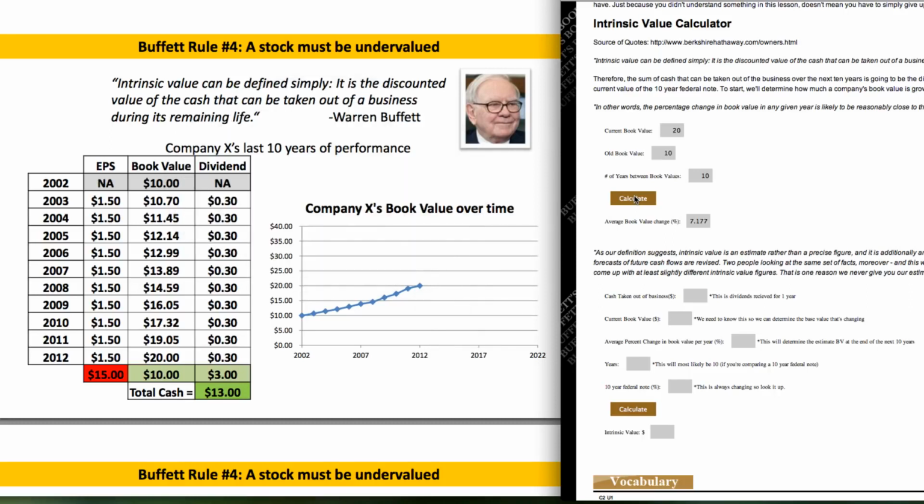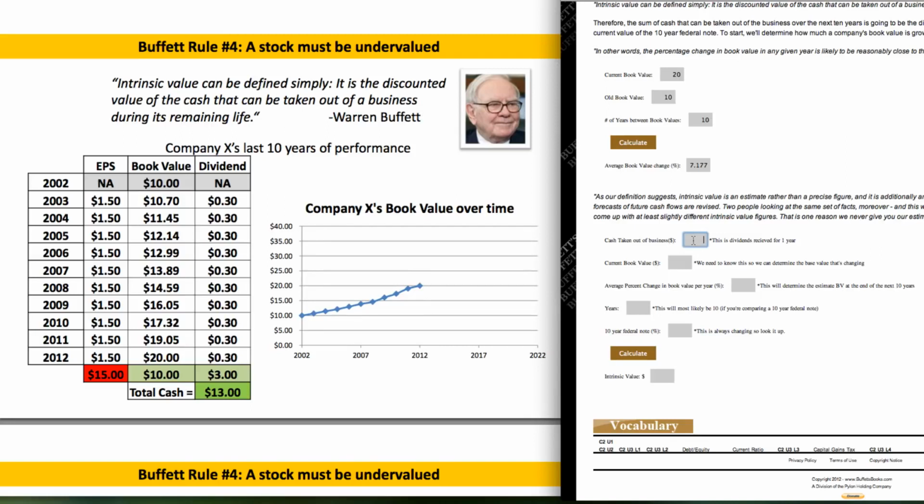Now that number is really important because as we look at the next 10 years, we know that the book value right now is 20. That gives us a good idea of what we might want to use when we estimate how the book value is going to grow over the next 10 years for the bottom calculator. So now we can move down to this bottom calculator and use that number in it. First, the cash taken out of the business.